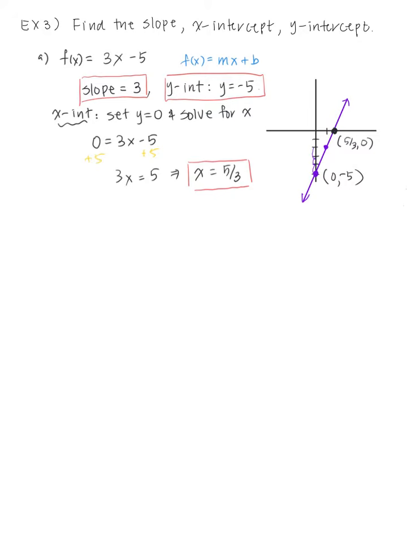All right, so let's take a look at another example. Part B, 7x plus 2y equals 56. So we're playing the same game. We want to find a slope, x-intercept, and a y-intercept. Now notice that this is not of the form mx plus b. By the way, we're going to have to notice it anyway.